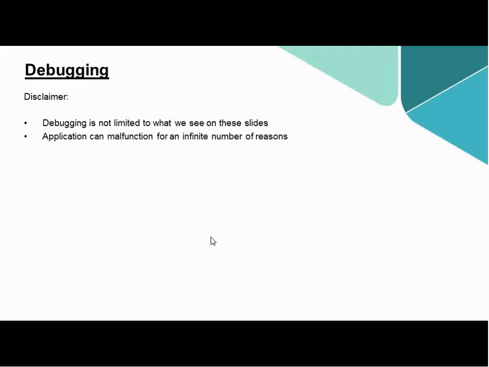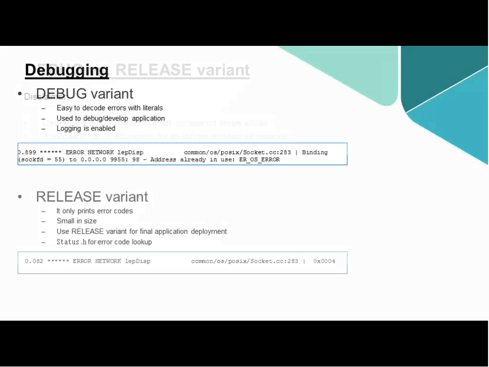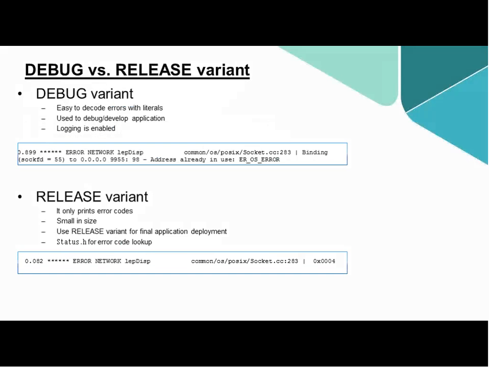An application can misbehave or malfunction for an infinite number of reasons, and it's not possible to cover all the scenarios in this debugging session. So what we are going to do is see some basic things that a developer needs to keep in mind when he's either developing a new feature or developing an application using the AllJoyn framework. The first and foremost thing is the release variant versus the debug variant.